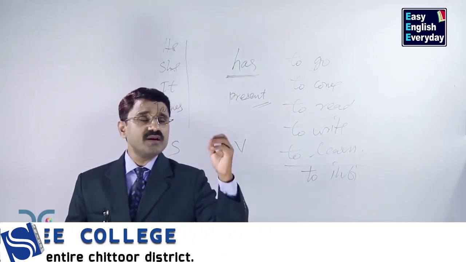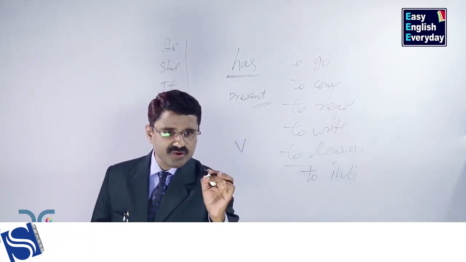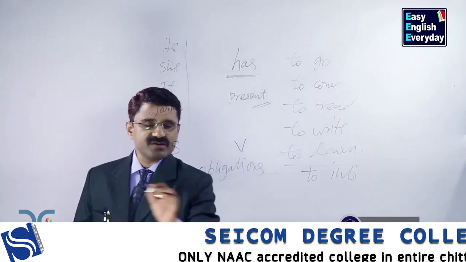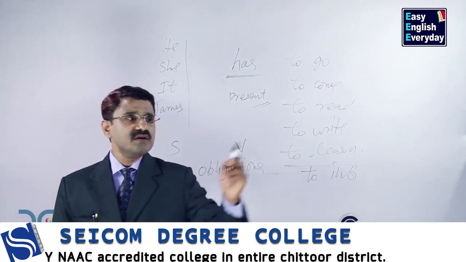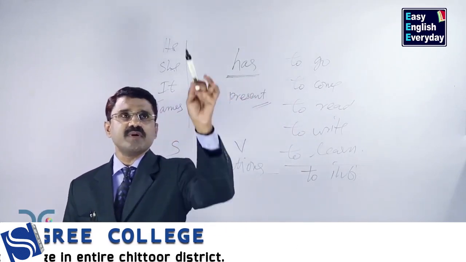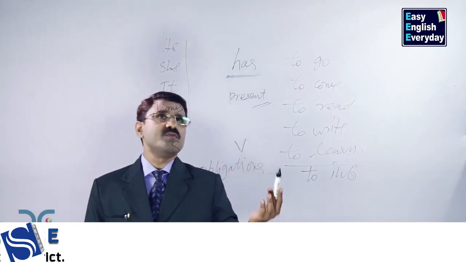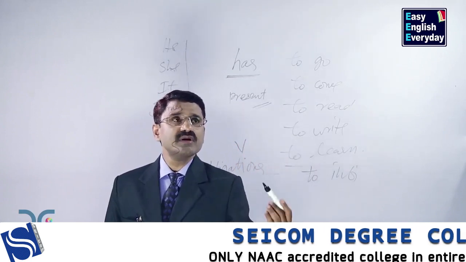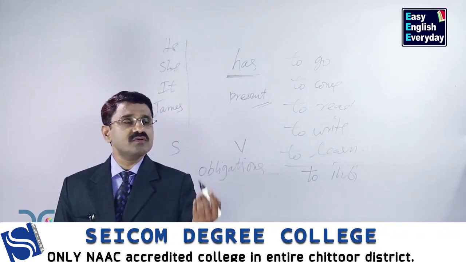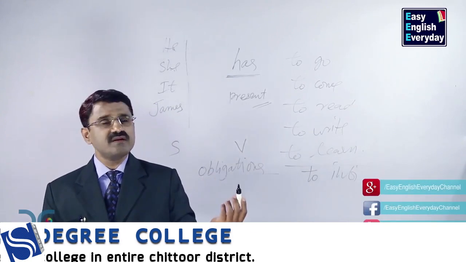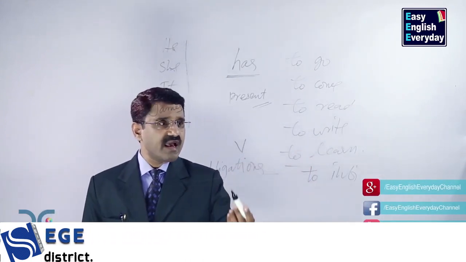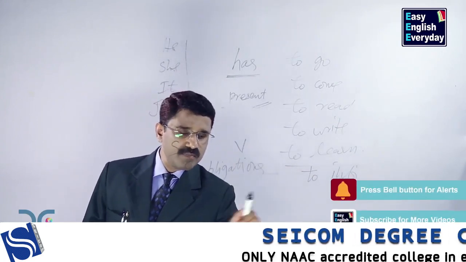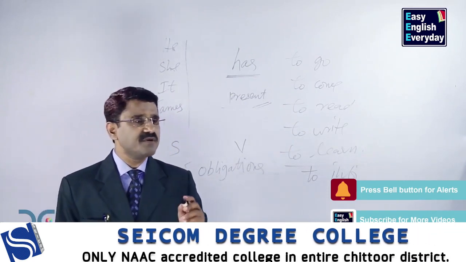But when should I use this type of sentences? You should use them when you are talking about obligations. Obligations meaning compulsory actions. These are the compulsory actions to be done by these people either today or tomorrow. He has to go today, he has to go tomorrow. He has to come now, he has to come tomorrow. He has to read right now, he has to read later on. He has to write, he has to learn, he has to understand. They indicate obligations or compulsory actions of a person.